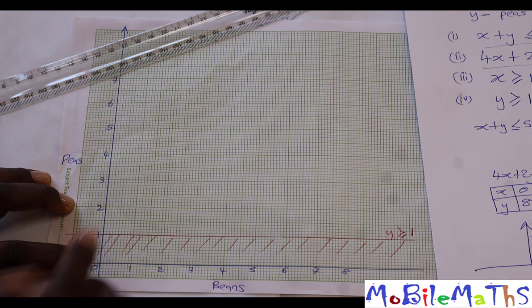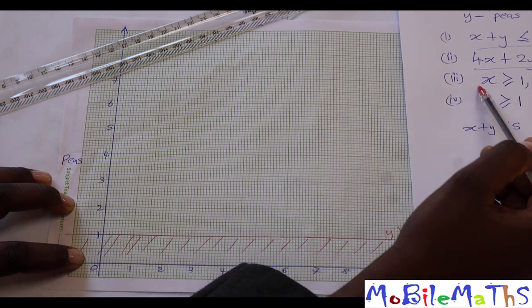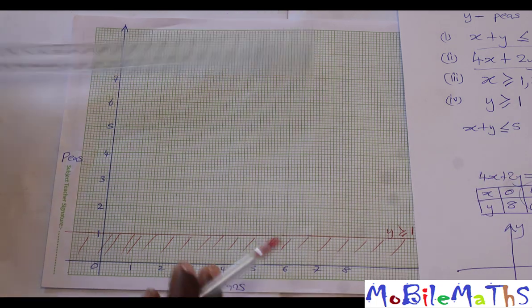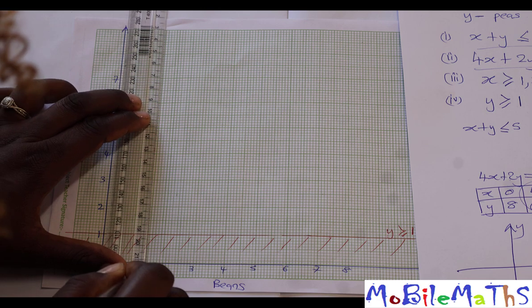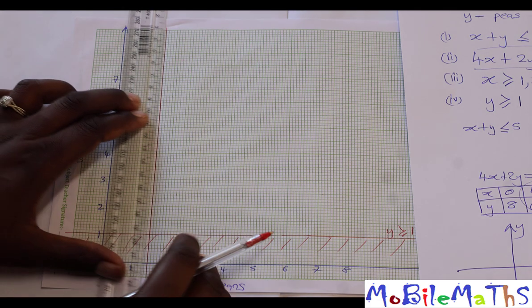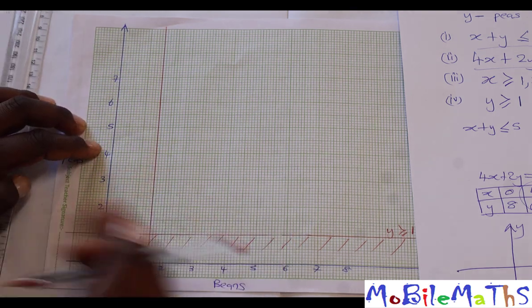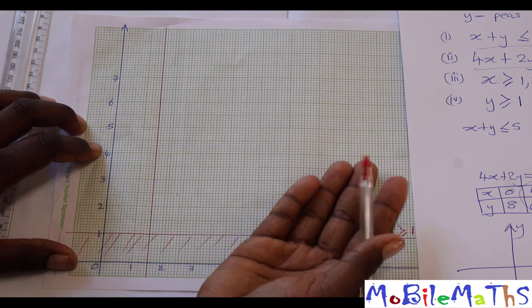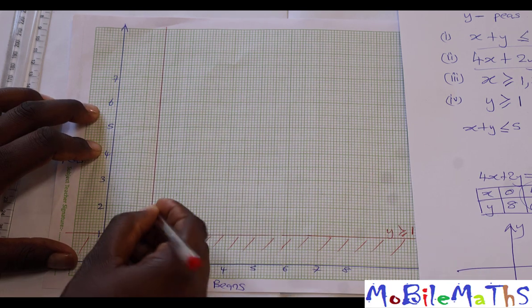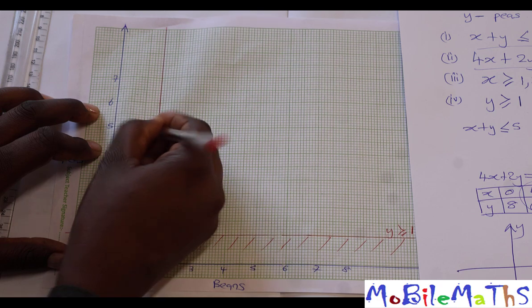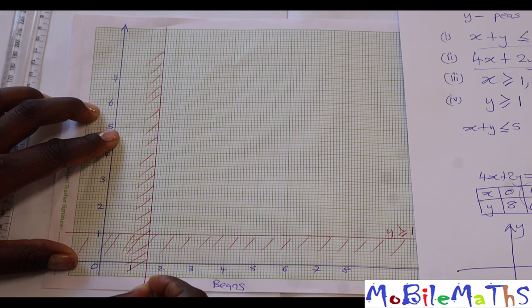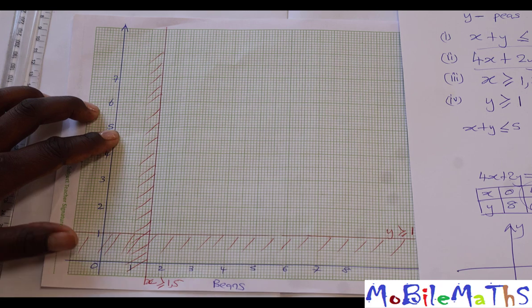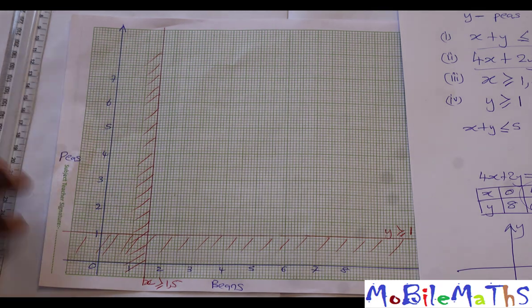I go to the next one. x is greater or equal to 1.5. So it's also a bold line, so I will draw my bold line. It means this side is not wanted because we want greater than. So this is my unwanted region, this side. I can label my graph: x is greater or equal to 1.5. Okay, fine. Let's move on to the next ones.